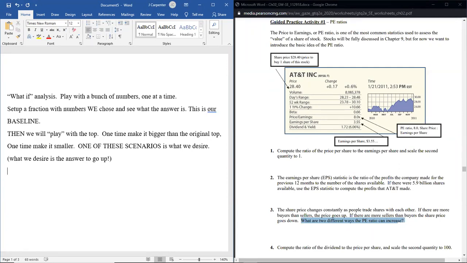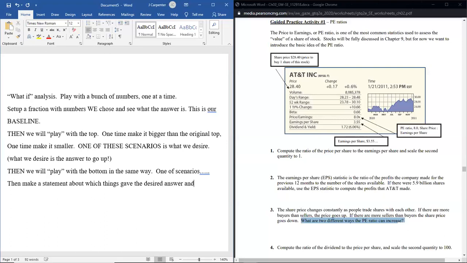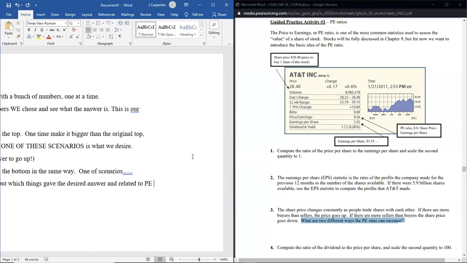Okay, so that's scenario A. Scenario B is we'll play with the bottom. Same way. And one of the scenarios is what we desire, to make the whole thing go up. Then make a statement about which things gave the desired answer and relate to PE ratio.